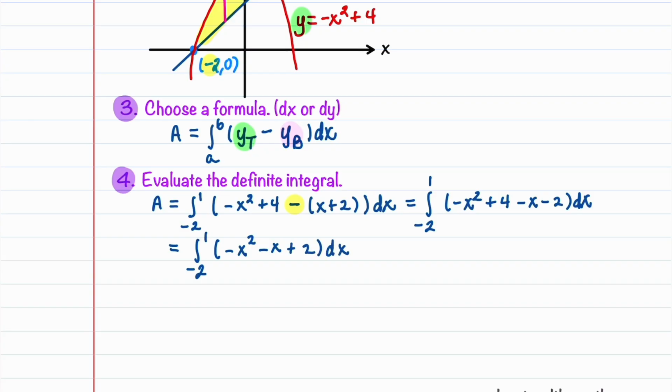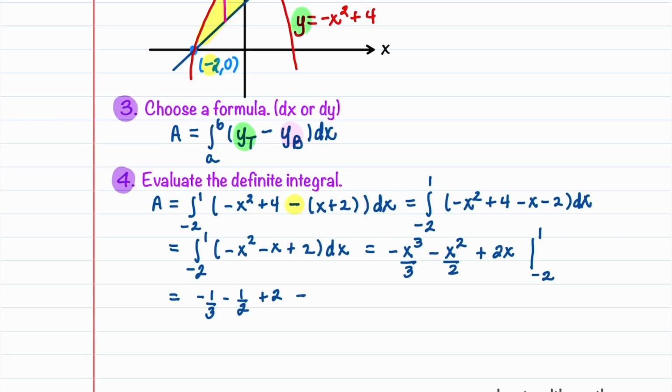Now we can go ahead and integrate this. Our first term is minus x cubed over 3, and then we have a minus x squared over 2, and then our last term is plus 2x, and we're evaluating this from minus 2 to 1. Now let's plug in that x is equal to 1. This gives us minus 1/3 minus 1/2 plus 2.